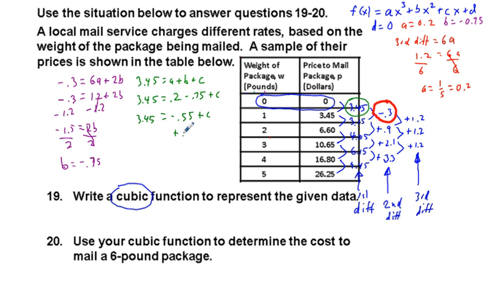If we add 0.55 to both sides of this equation, 3.45 plus 0.55 is 4. So C is equal to 4. So I put C is equal to 4 right here.